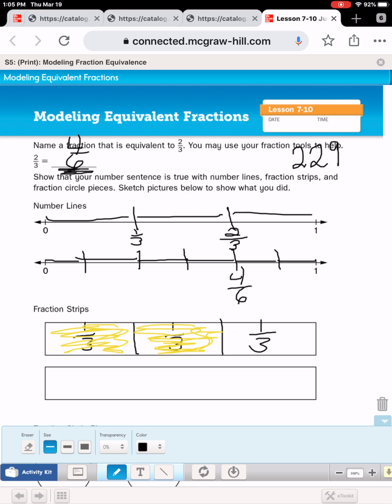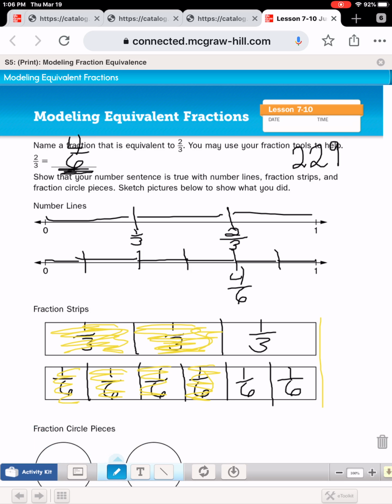Then the fraction strip underneath, we're going to break into 6ths and show 4/6. So again, I'm going to break the fraction strip first into thirds, and then each of those thirds gets broken in half to make 6ths. I would label these 1/6, 1/6, 1/6, 1/6, and 1/6. And then I could shade 1, 2, 3, 4, and you can see that the shaded amount is equal on both fraction strips.